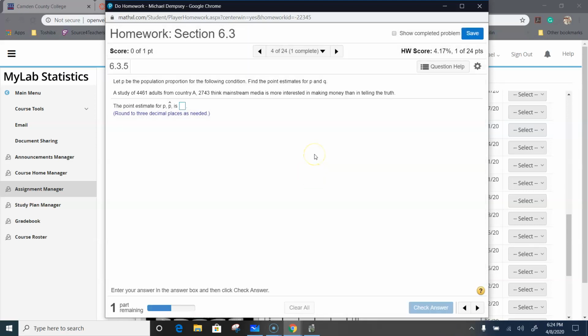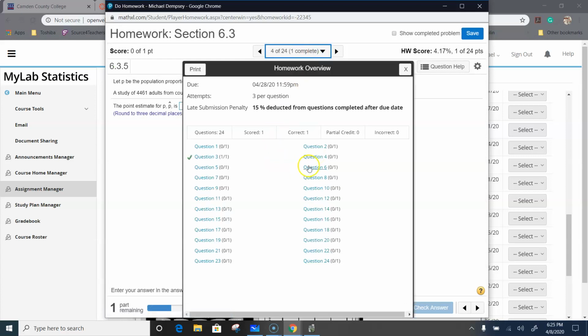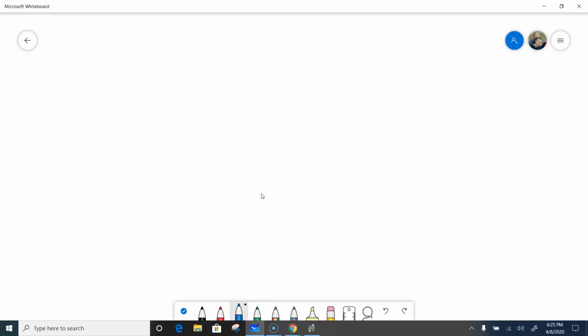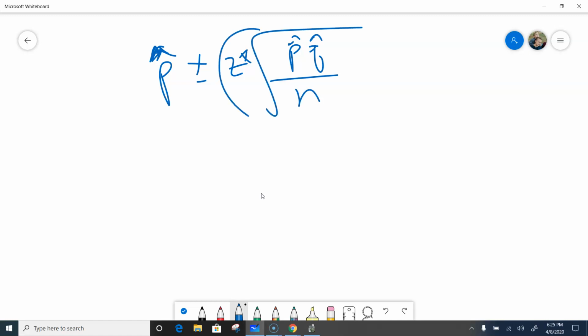So I'm going to jump to number 6 just to see something a little bit different in this homework assignment. Okay, margin of error. So margin of error is still pretty similar to the last chapter. What happens here when we make a confidence interval is we take our p hat, our point estimate, plus or minus z star times the square root of p hat times q hat all over n. So what's our margin of error? It's this. It's a little bit bigger formula, but it's on your formula sheet, so it's nothing that we have to memorize.